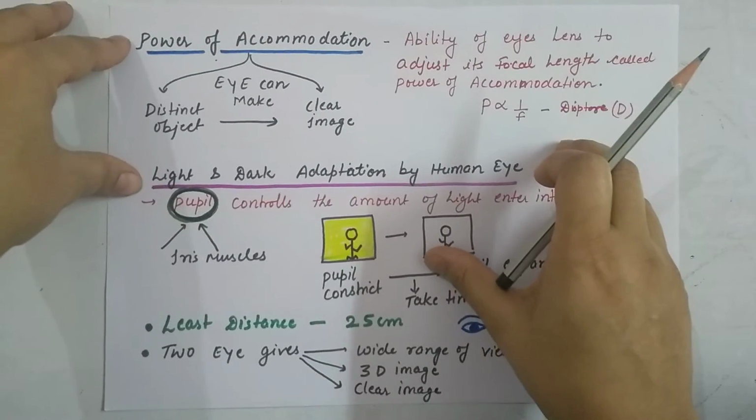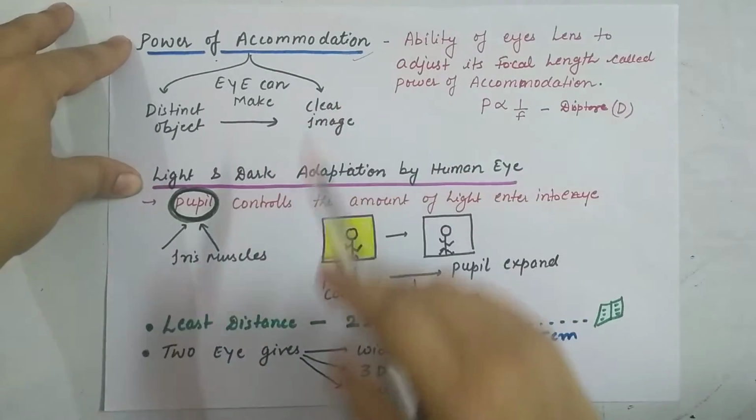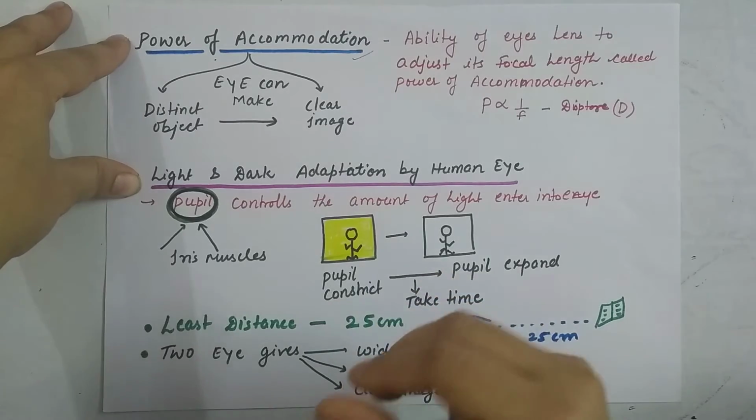Now let's see something more about the eye. Power of accommodation. What is the meaning of power of accommodation? Accommodate means to adjust.